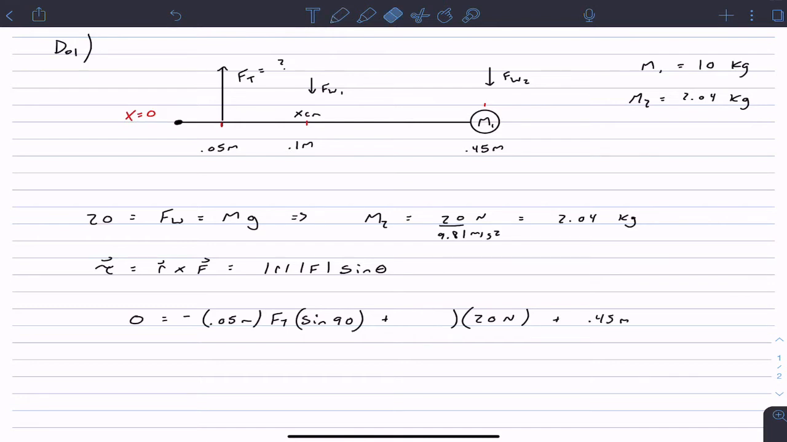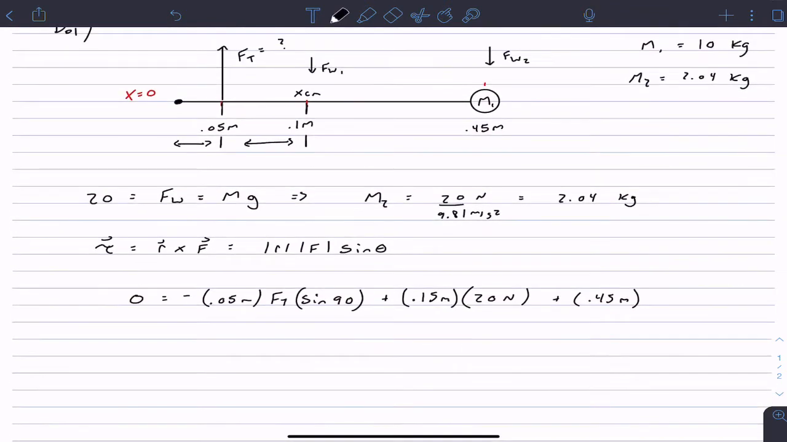Oops, excuse me, this value was wrong. My diagram is a little misleading. According to our diagram in the worksheet, this is 0.05 meters and this is 0.1 meters. So that means the total value here is 0.15 meters.